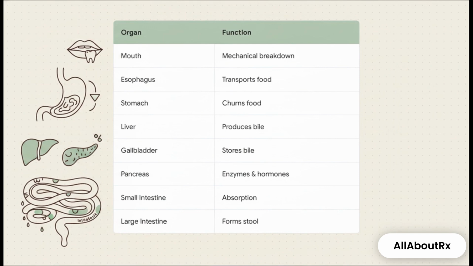The mouth handles mechanical breakdown and kicks off carb digestion. The esophagus uses peristalsis just for transport. The stomach violently churns food into chyme using acid and pepsin. The liver produces bile and detoxifies. The gallbladder stores and concentrates that bile. The pancreas brings the heavy-hitting digestive enzymes. The small intestine is your superstar, the primary site of chemical digestion and nutrient absorption. And finally, the large intestine absorbs water to form solid stool.